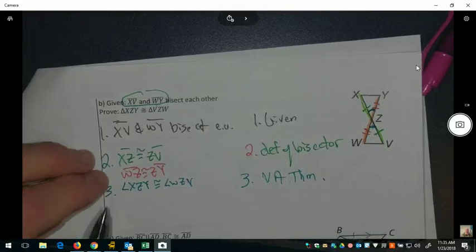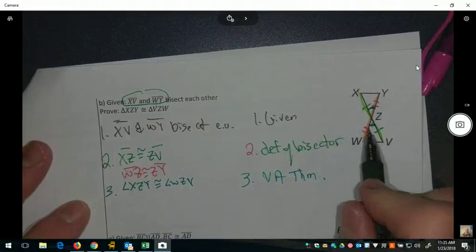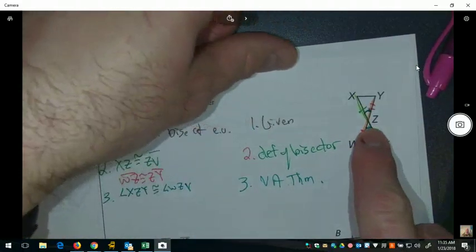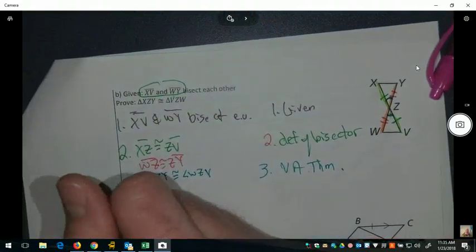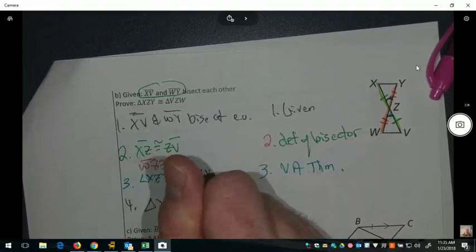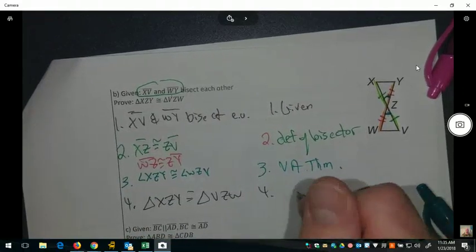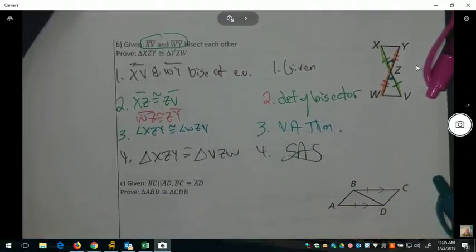So we have 2 sets of sides written as congruent. We have the angle, and it's the angle that touches those, sandwiched between those 2 sides in the bottom triangle, sandwiched between the 2 sides in the top triangle. So triangle XZY is congruent to triangle VZW by side angle side shortcut.